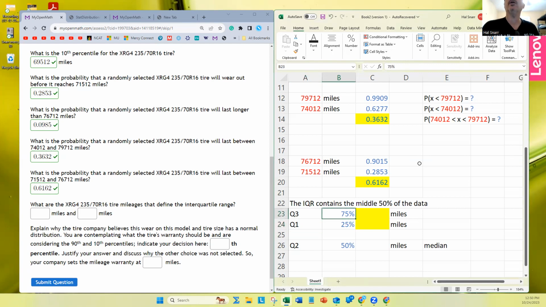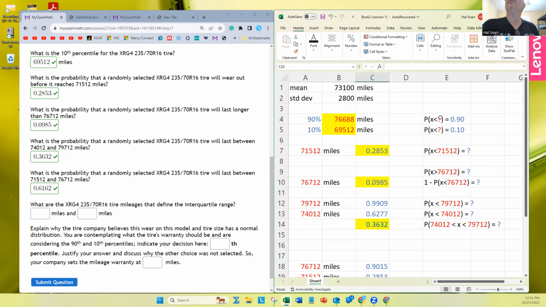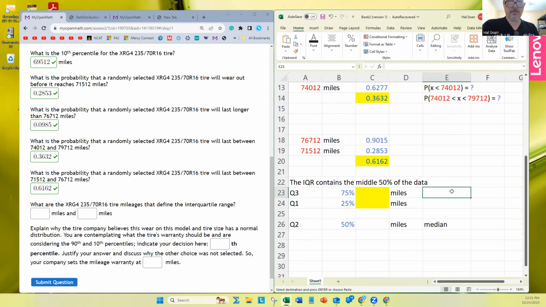So all we have to do here is, I'm giving you the probability value, right? I'm giving you the probability value. So let me copy these up here. I'm going to change this to 75. I'm going to change this to 25. Okay. So the third quartile is the 75th percentile. The first quartile is the 25th percentile, right? So I've given you the probability value. You have to give me the miles.